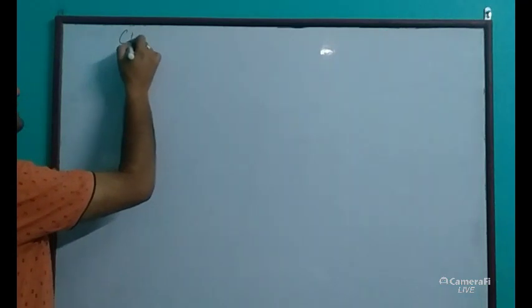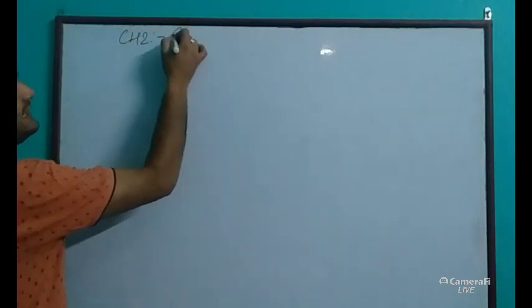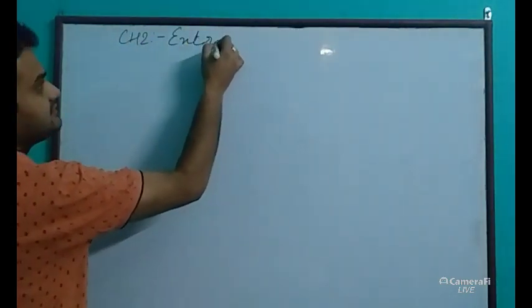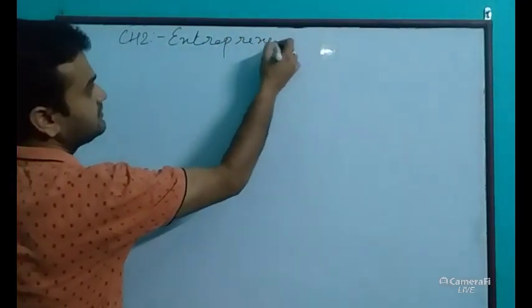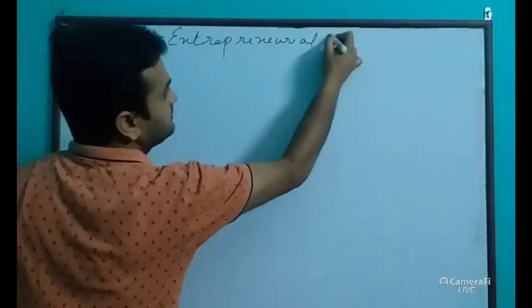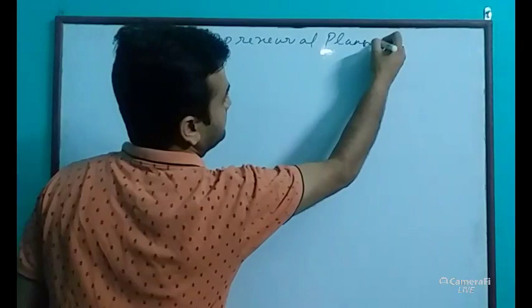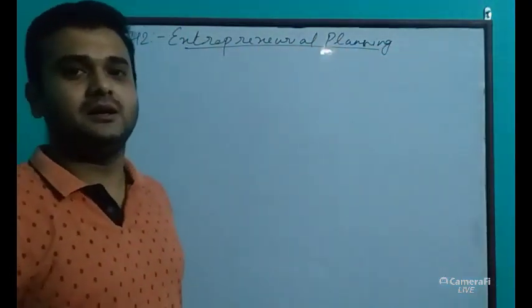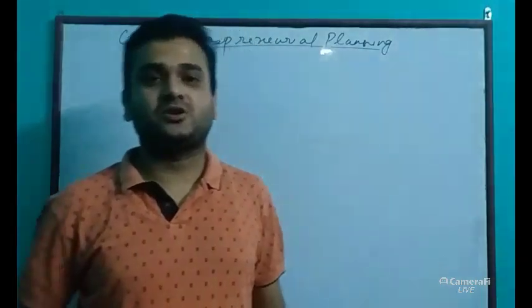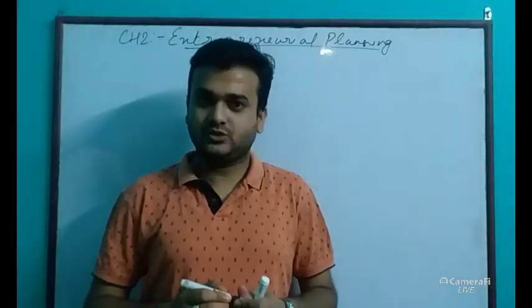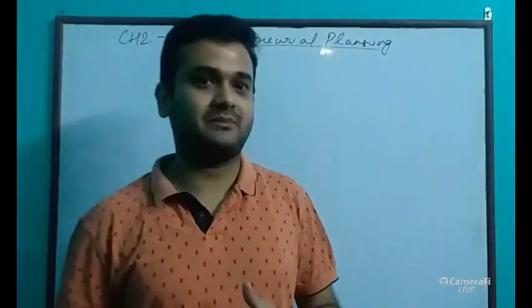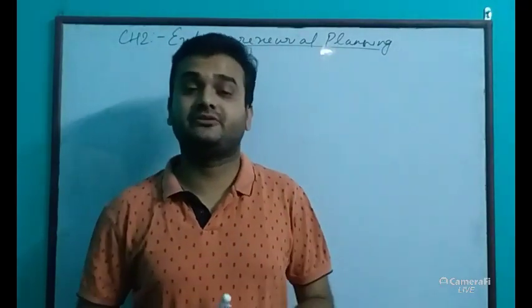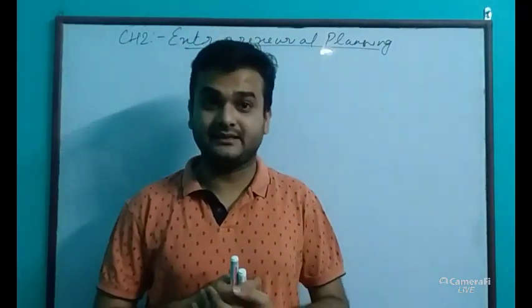Today we'll start with the second chapter, that is entrepreneurial planning. This is chapter 2 and the name is Entrepreneurial Planning. What is the name? The name is Entrepreneurial Planning. Understood?